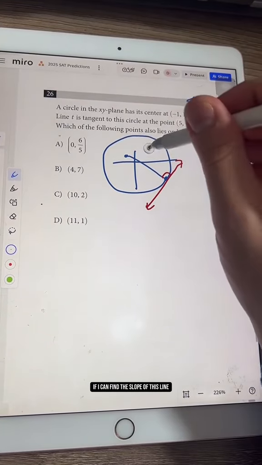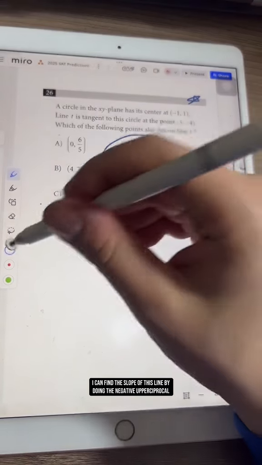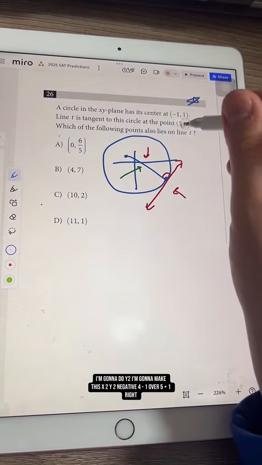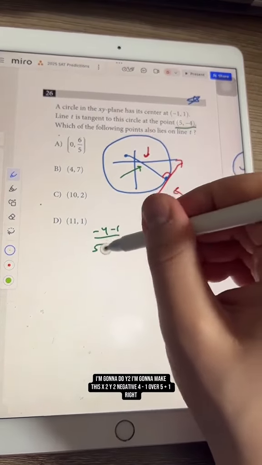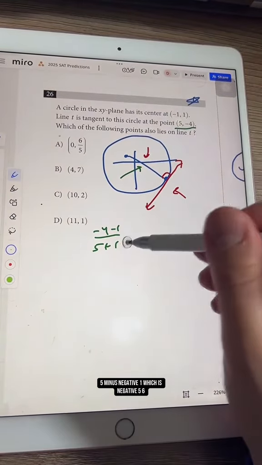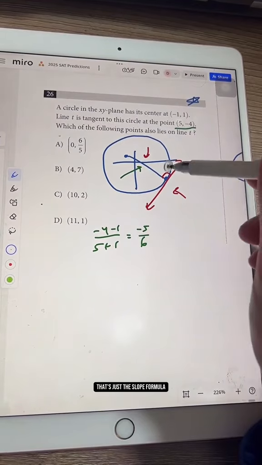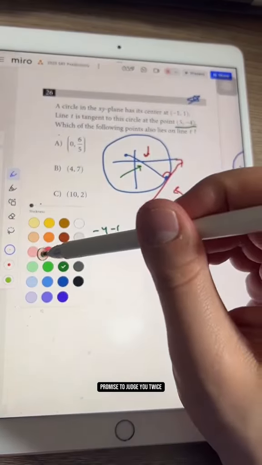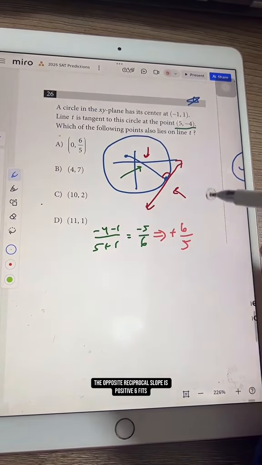If I can find the slope of this line, I can find the slope of the tangent line by doing the negative reciprocal, or opposite reciprocal. So what's the slope of this line? I'm going to make this x2, y2. -4 minus 1 over 5 plus 1, right, 5 minus -1, which is -5/6. That's just the slope formula. I suppose you could do a linear regression in Desmos, but I think that's too much work on this problem. The opposite reciprocal slope is +6/5.